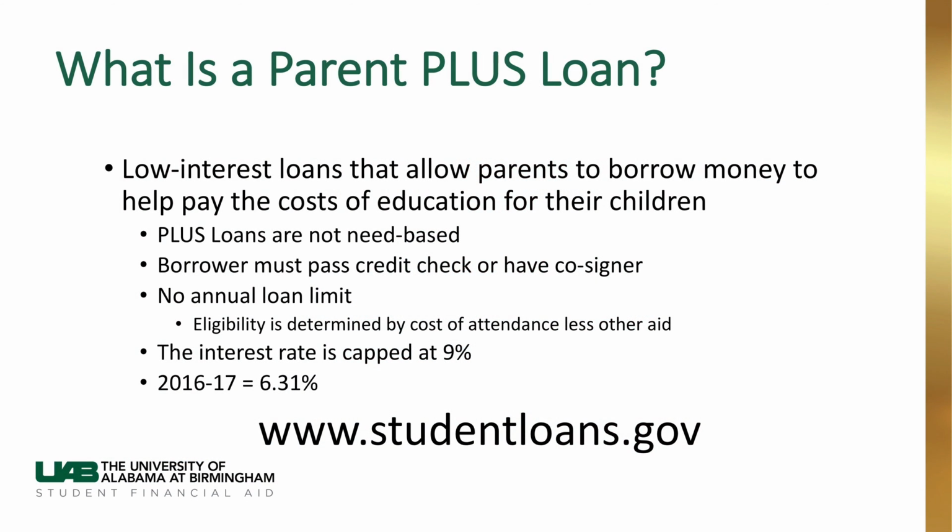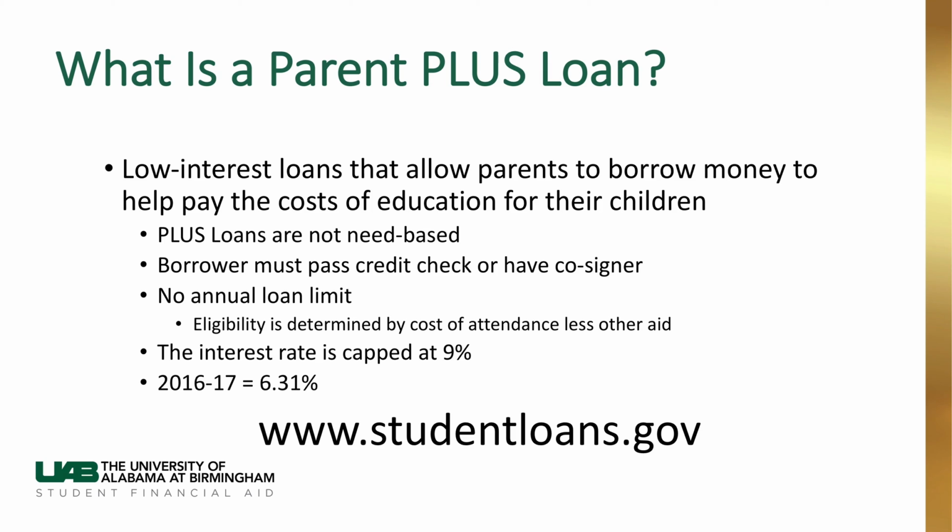To determine eligibility for a parent loan, it's really based on what is the cost of attendance, how much aid is the student already receiving, and the parent can borrow the difference. Okay. The interest rate on this loan caps out at 9%. It's really much lower than that right now. It's 6.31%.